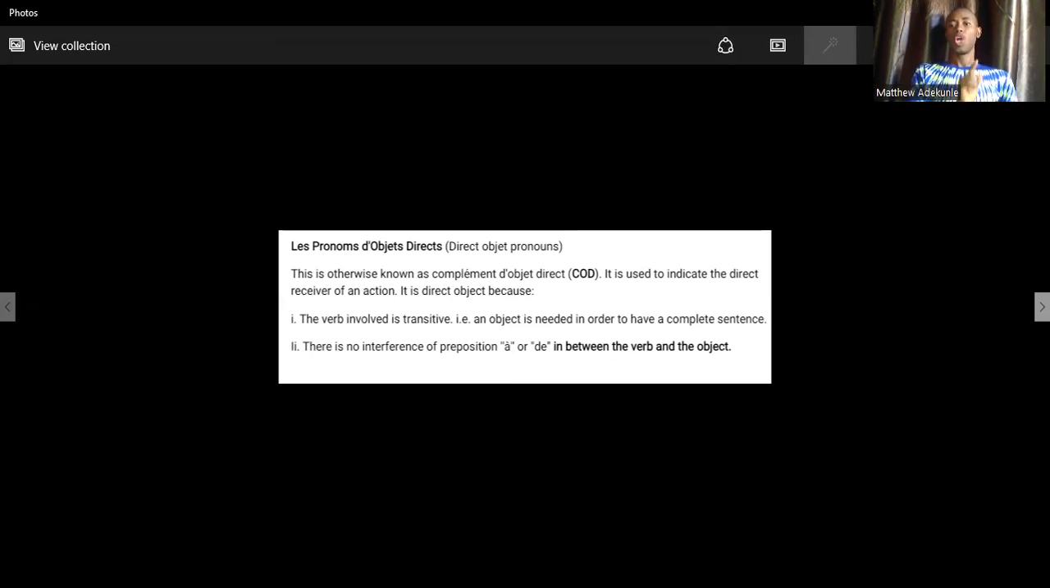So let's continue now. L'homme a tué, the man killed, then the goat. So there is no preposition in between killed and the goat. Do you see that? Okay, so that makes it a direct object. Okay, so let's move higher a bit.